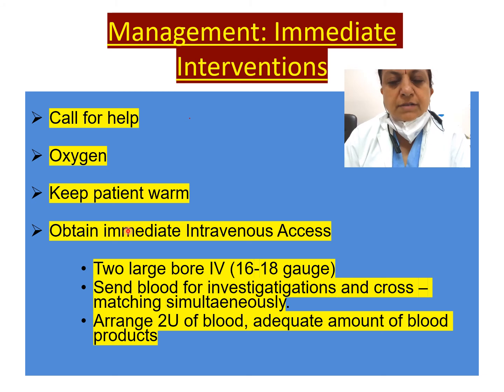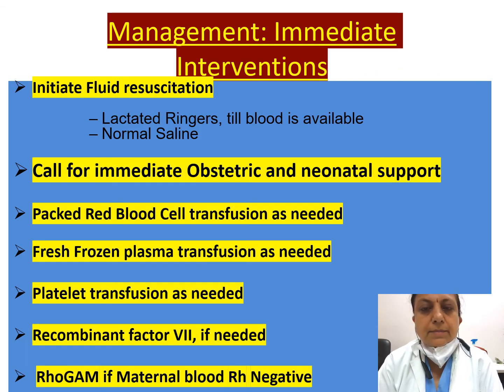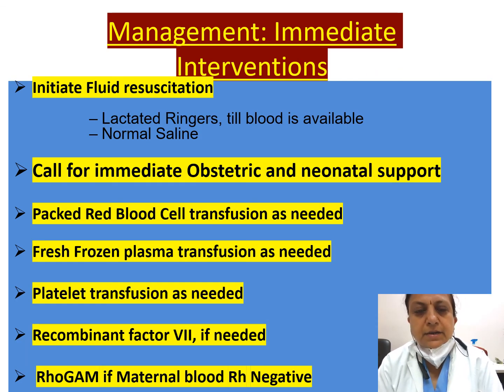Two large bore intravenous cannulas, that is 16-18 gauge, have to be inserted. Send blood for investigations and cross-matching simultaneously. Arrange 2 units of blood and blood components. Adequate amount of blood components have to be arranged. Immediate intervention is to initiate blood and fluid resuscitation, give Ringer lactate till the blood is available. Another choice is normal saline. Call for immediate obstetric and neonatal support.